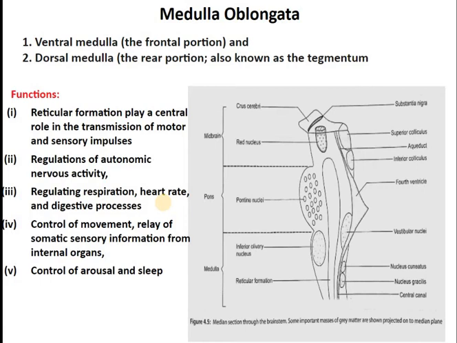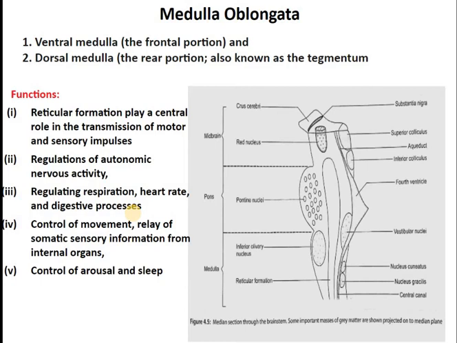And it also regulates the digestive process by stimulating the contraction of the different smooth muscles present in the digestive tract. It also stimulates the digestive tract and the different glands. By this process it can stimulate the digestion process.